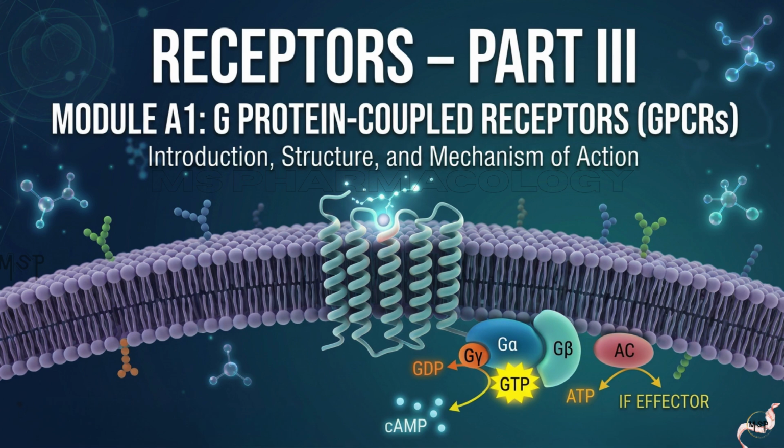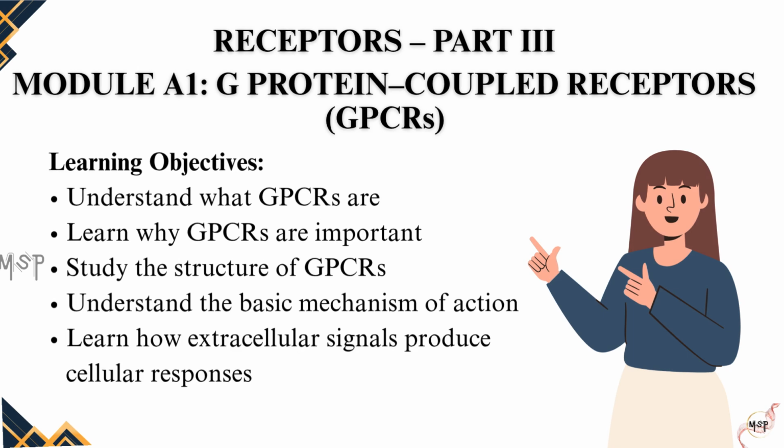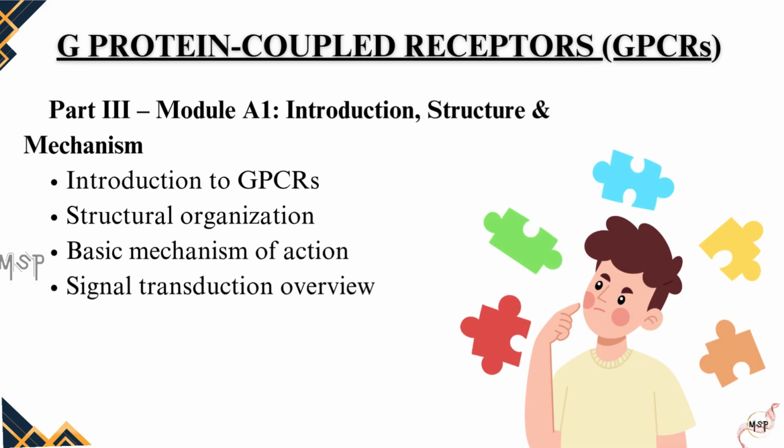So, welcome back to our Receptors series. In this session, we will understand what GPCRs are, why they are important, how they are structured, and how they convert an external signal into a cellular response. Given the complexity and clinical importance of G-protein coupled receptors, we'll discuss them in a three-module series. In Part 3, Module A1, we'll understand the introduction, structure, and mechanism of action of GPCRs.